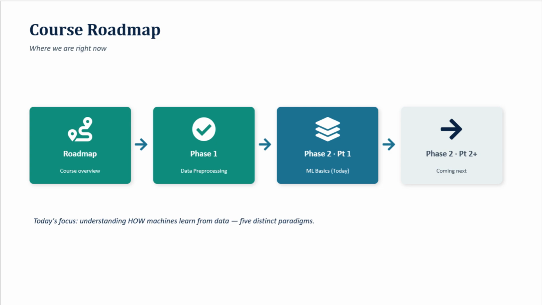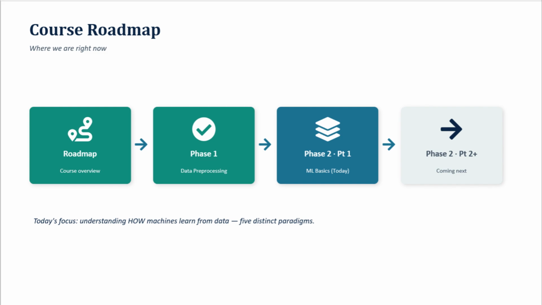Before moving ahead, let's quickly see where we are in the course. We have already completed Phase 1, which focused on data pre-processing. Remember, data pre-processing is all about cleaning the data, handling missing values, encoding categorical variables, scaling features, and preparing the dataset. Now we've entered Phase 2, and today's lesson is Part 1, Machine Learning Basics. This video builds the foundation for everything we'll study later.